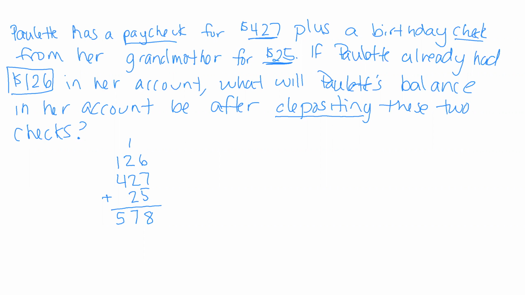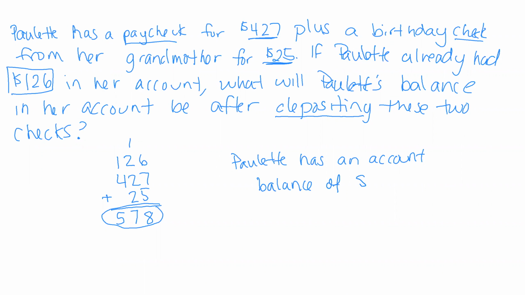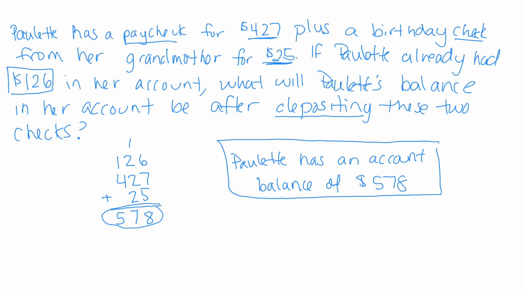So here's the thing. When you're dealing with word problems, always label your answer. It's never okay just to have a naked number like 578. We want to say Paulette has an account balance of $578. So when you're dealing with word problems, you need to make sure you always label your answer.